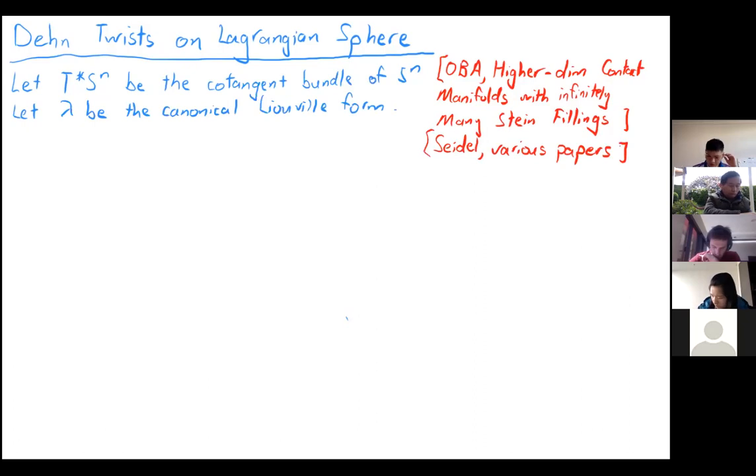Okay. So let's go back to the setup again. Does everyone know about the Liouville form? Should I remind everyone? Okay, so just briefly, let me remind everyone what a Liouville form is. Let's say you have a cotangent bundle M, and x1 up to x_{n+1} are the coordinate functions on M, and dx1 up to dx_{n+1} are the coordinates on the cotangent space.